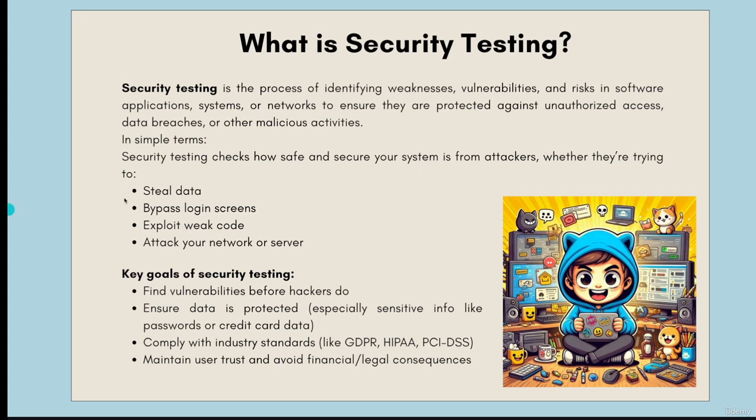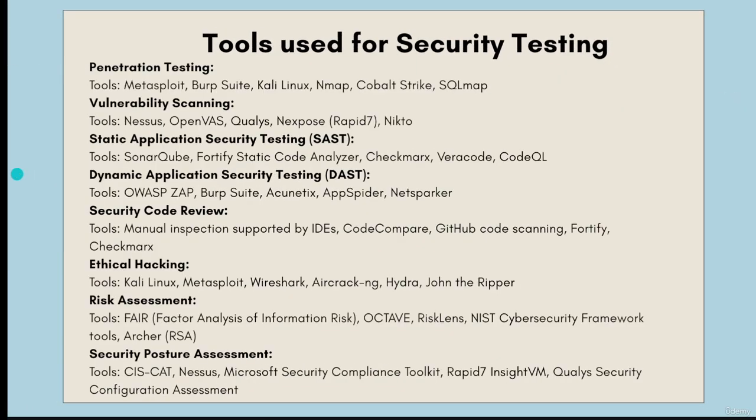Okay, so now let's go over the tools that they use in security testing. Here, there's a whole lot, okay? I'm not going to explain how each one works, but on the next slide, I'll at least give you examples of how they're used. So for penetration testing, we have Metasploit, Burp Suite, Kali Linux, Nmap, Cobalt Strike, and SQLMap. For vulnerability scanning, we have Nessus, OpenVAS, Qualys, Nexpose, Rapid7, or Nikto.